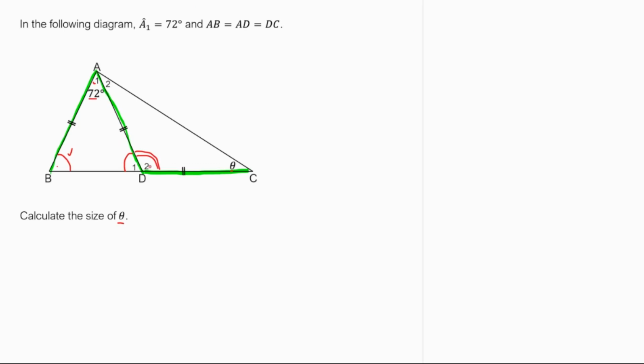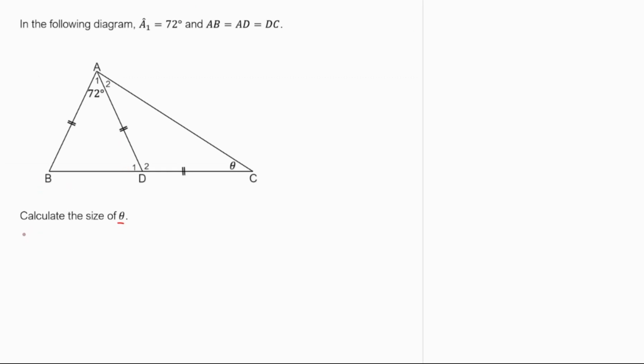After finding angle D2, we can find angle theta and angle A2 because angle theta and angle A2 are angles opposite equal sides. So angle theta and angle A2 are equal. These are angles opposite equal sides. Okay, let's do that. We want to find angle D1.